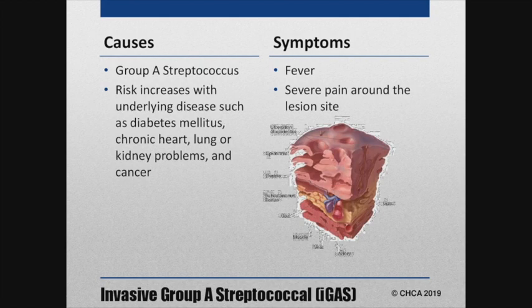A couple other reportable things would be invasive group strep A, which has made a big impact in the north recently. Some of the causes for strep infections are, of course, group A streptococcus. The risks include underlying disease processes such as diabetes, chronic heart or lung disease, kidney problems, and cancer. Some of the significant symptoms are usually fever, and then of course severe pain, almost pain that doesn't seem to be justified, out of proportion to the actual site of the lesion.